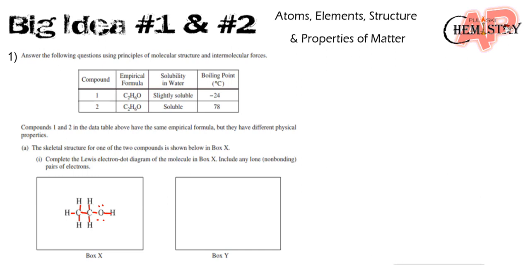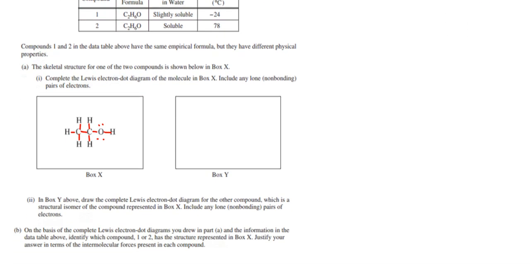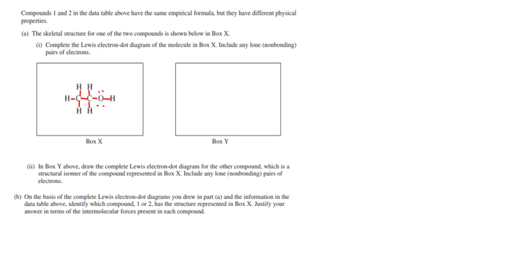Okay, then we scroll down, and it says in box Y above, draw the complete Lewis electron dot diagram for the other compound, which is a structural isomer of the compound represented in box X. This is why we did our organic unit, which is above and beyond AP chemistry. Include any lone non-bonding pairs of electrons. So you got to come up with some other idea.